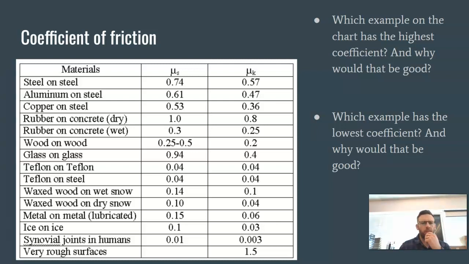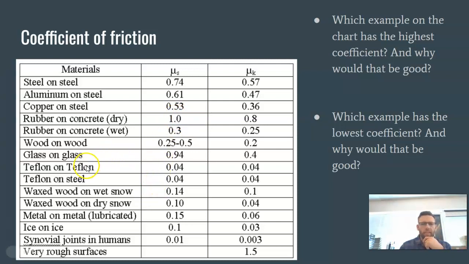So maybe I'll point out a couple that you might be familiar with. Let's see. How about rubber on concrete? We talked about this one where a tire is on concrete. We want rubber tires on concrete to have very high friction. And this is actually one of the highest ones that you will see on this chart, or really anywhere in the world.